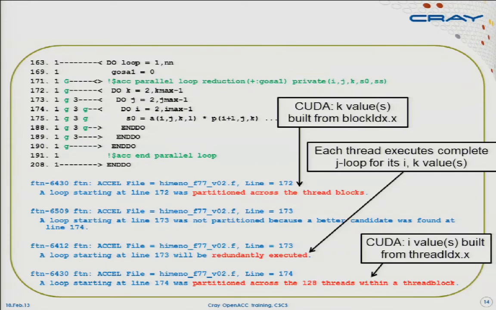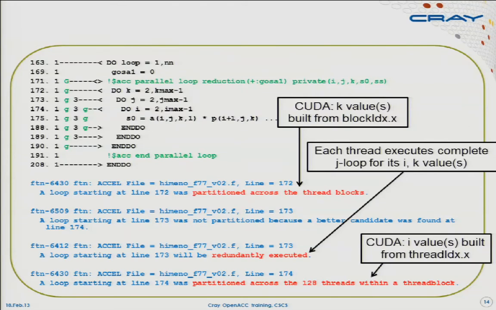The scheduling. It said here that the K loop is partitioned across the thread blocks. That means, if you think about CUDA, each thread block will be doing a different value of K. If you don't think about CUDA, don't worry about it. The middle loop wasn't partitioned. It was redundantly executed. The inner loop was divided across the threads within a thread block. And by default, it's using 128 threads. That's like the thread IDX variable if you were using CUDA. If you're not using CUDA, you ignore that.